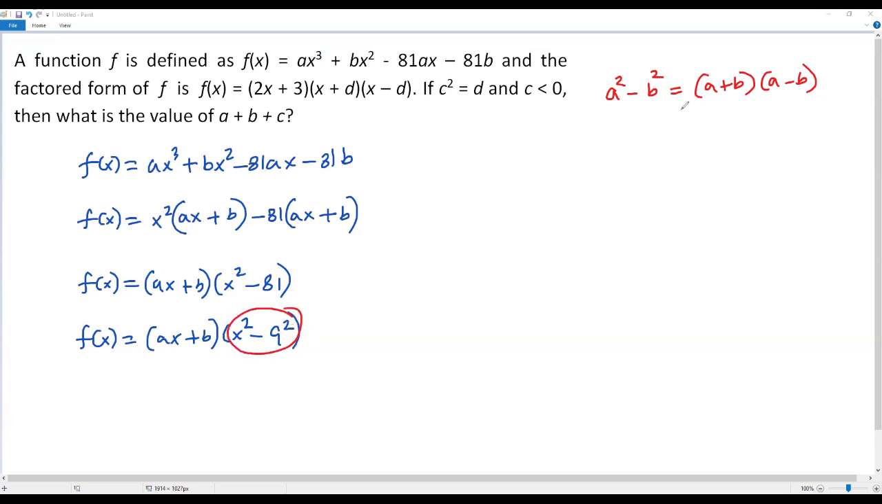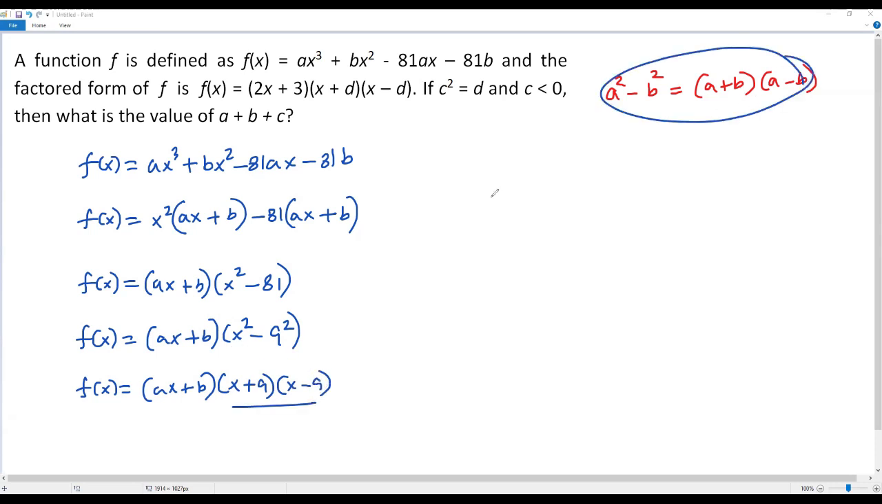So actually it's a difference of two squares, and we can write it in factored form. For that, we write x in place of a and 9 in place of b. The same thing we do over here. That is f(x) = (ax + b)(x + 9)(x − 9). I just wrote this in factored form using the identity.